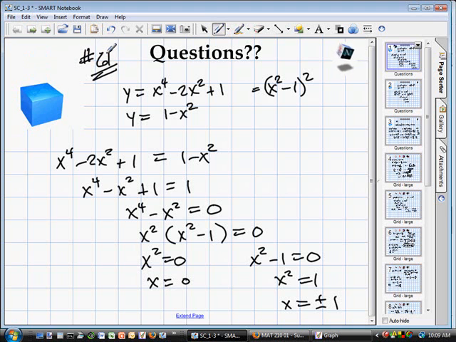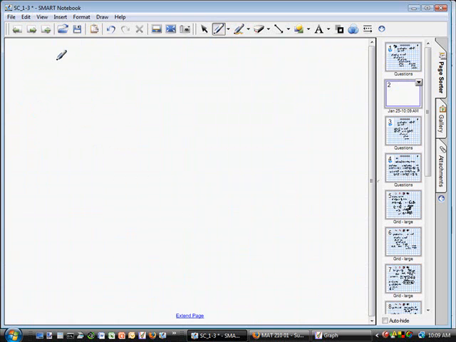Now, next. Wade, I think you had your hand up. 53. Complete the square, right. Yes, I'm glad you're picking one like that. Okay, 53. We're supposed to use completing the square.